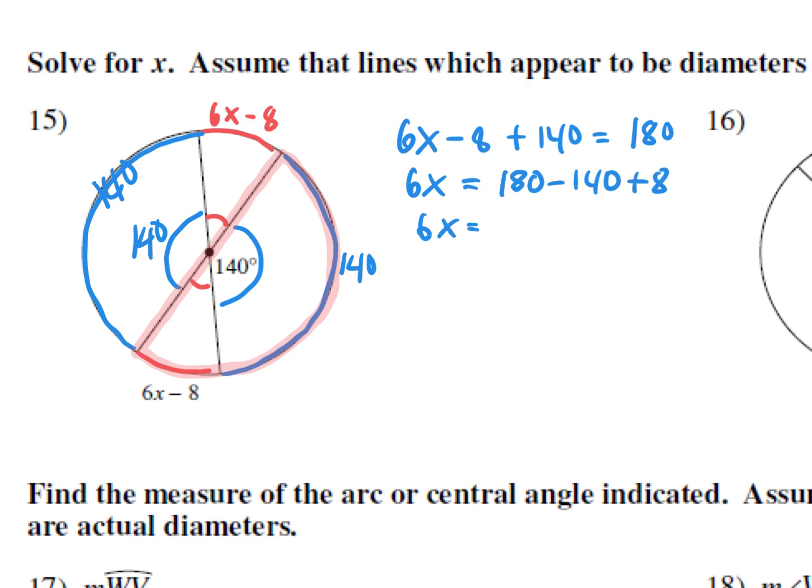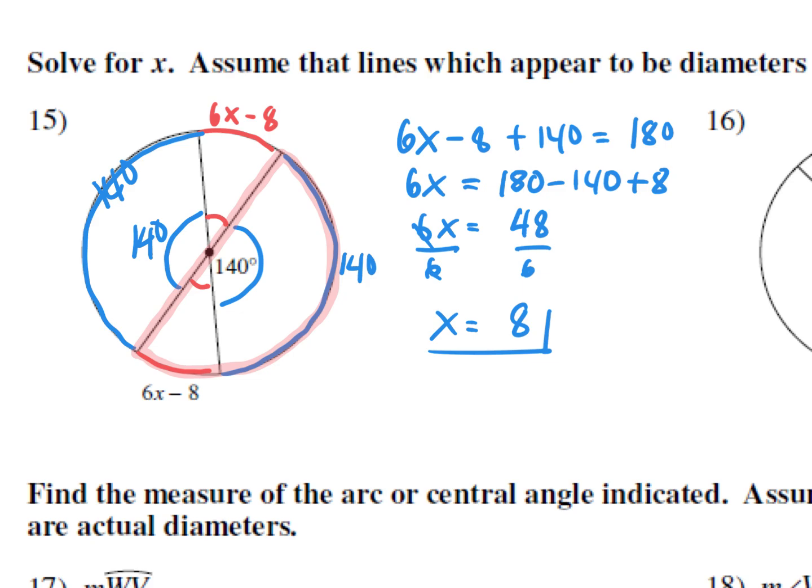6x is equal to 180 minus 140, which gives you 40. Then plus 8, it's going to give you 48. Divide both sides by 6. x is equal to 48 divided by 6, which gives you 8. So therefore, the value of x here is going to be 8.